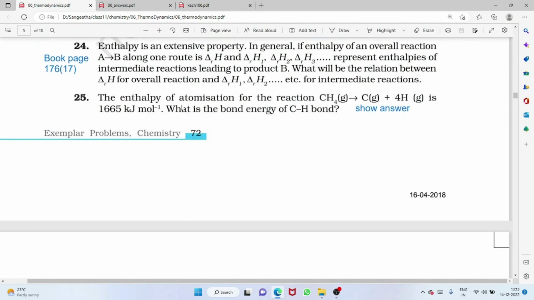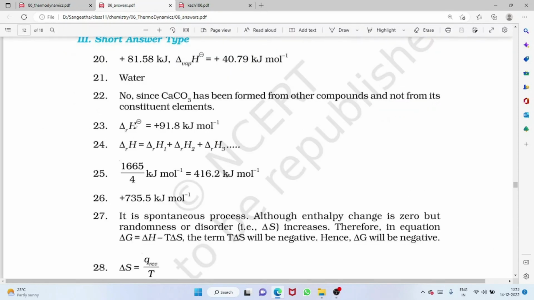The enthalpy of atomization of the reaction is given for CH4. What is the bond energy of the C-H bond? There are 4 C-H bonds. They are asking what is the bond energy of one C-H bond. Then we have to divide by 4. Divided by 4, we get this many kilojoules per mole.